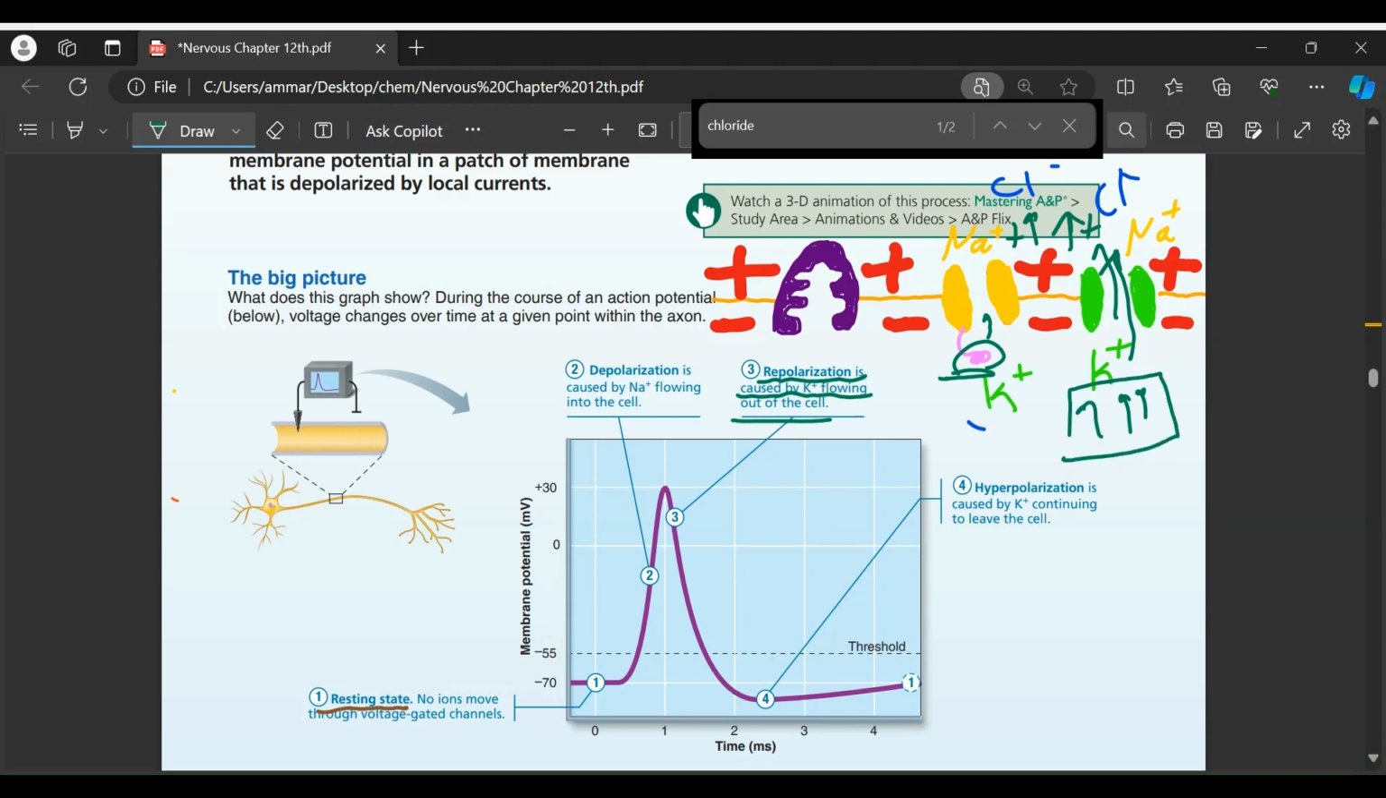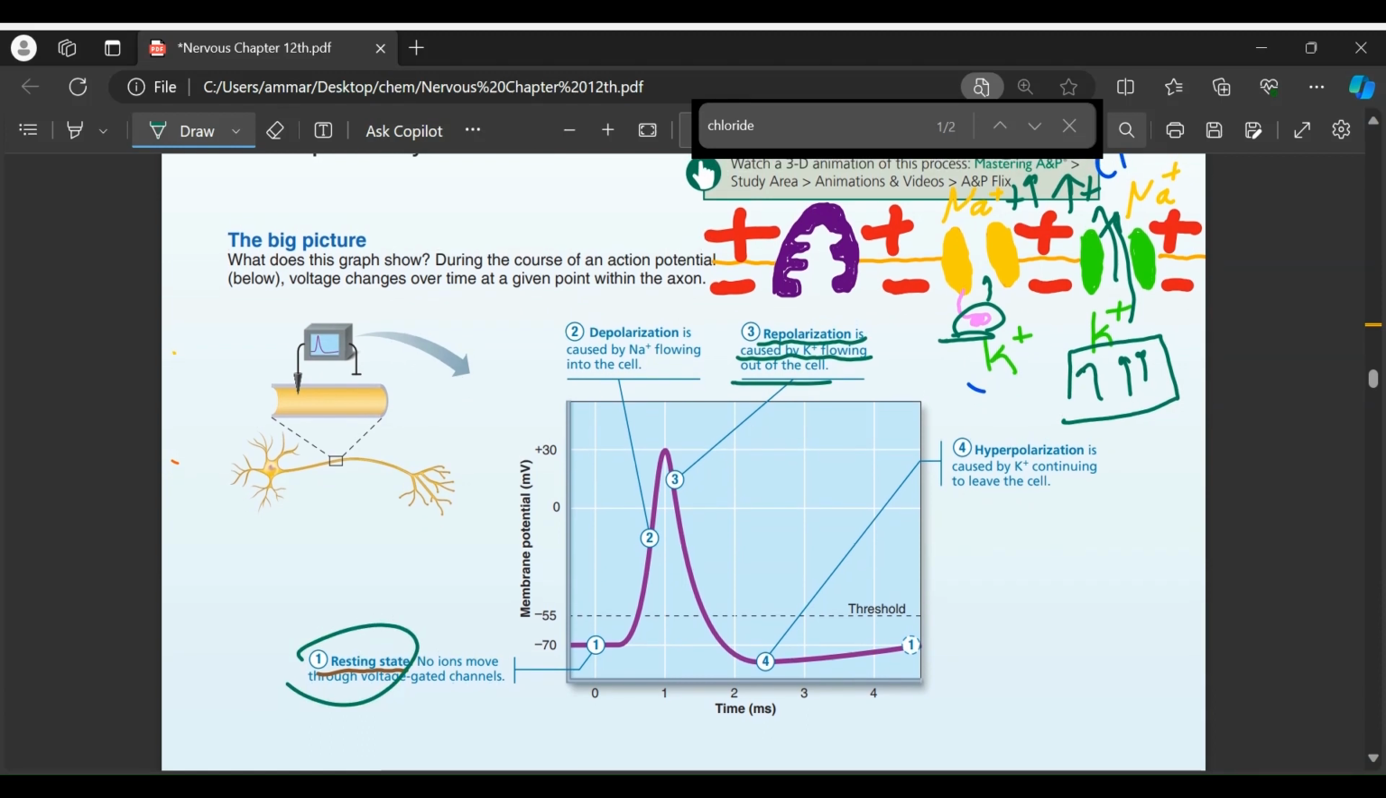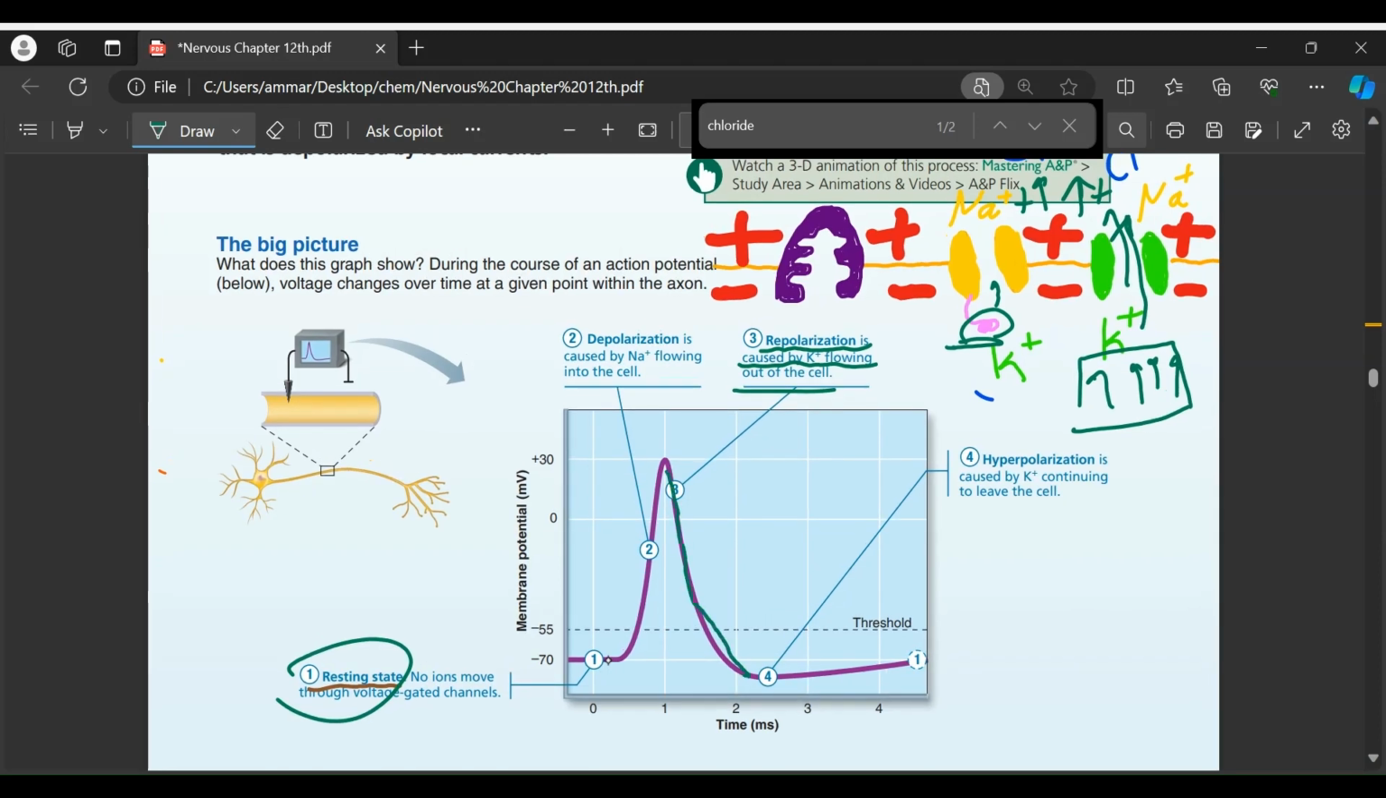And this is the important thing. We have an increase of the negativity because the resting state, the normal state, is that the inside of the membrane is negative, right? Is more negative. So by increasing the negativity, we are going back to the resting state, repolarization. It's actually a polarization process, but we call it a repolarization because of the depolarization before it. So it is depolarization and then the prefix re-polarization.